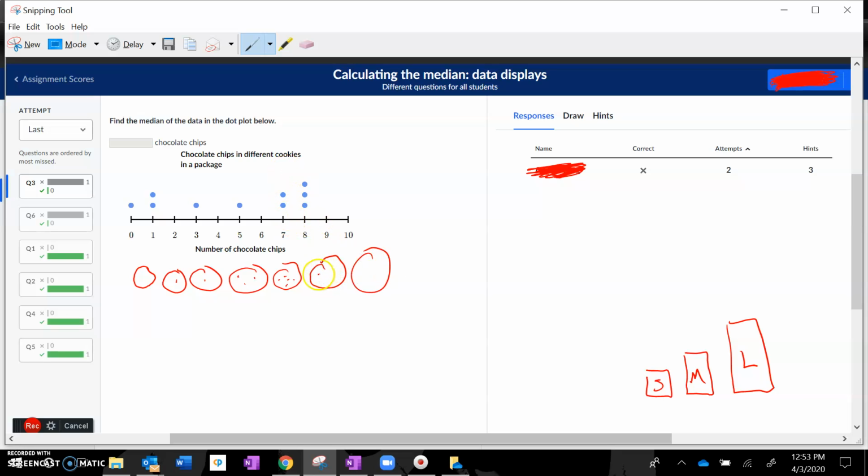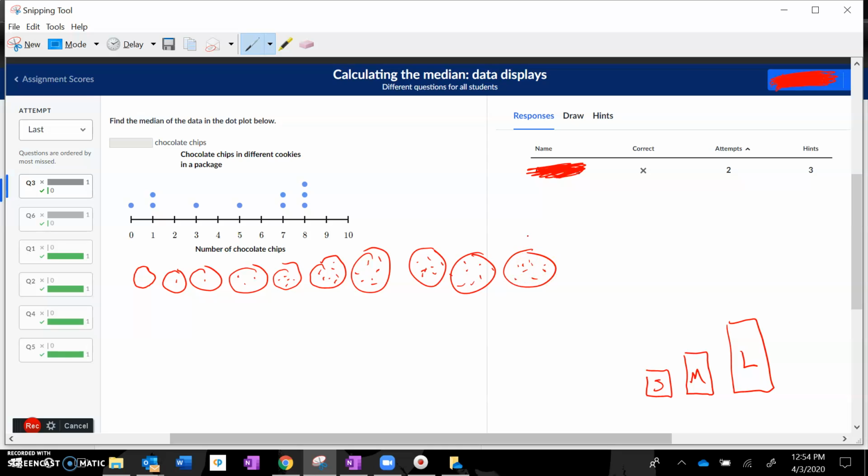So I'll draw 2 and do 1, 2, 3, 4, 5, 6, 7. And then wow, 3 cookies. These are the money cookies with 1, 2, 3, 4, 5, 6, 7, 8 chips. So that's really what's going on.